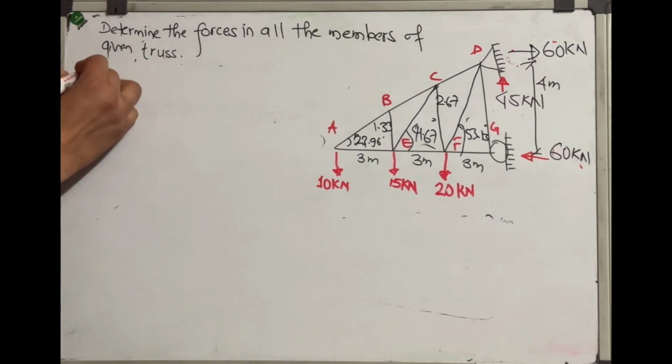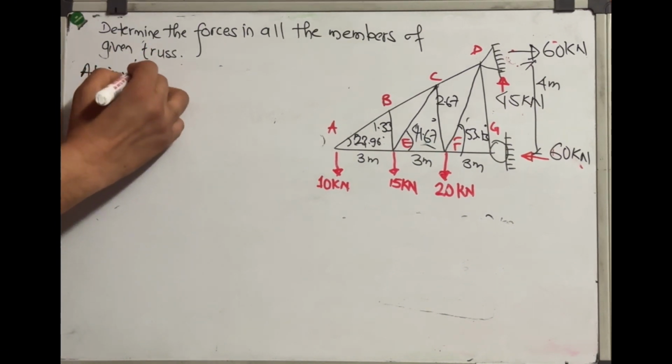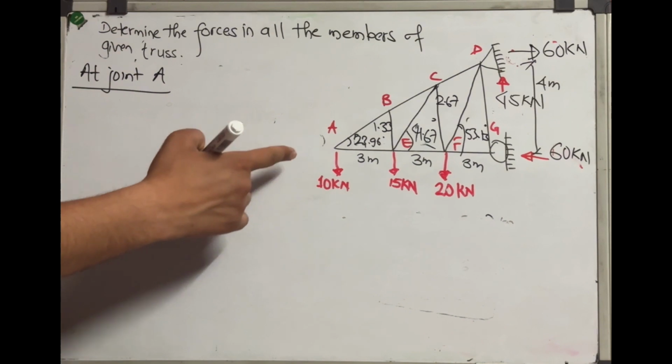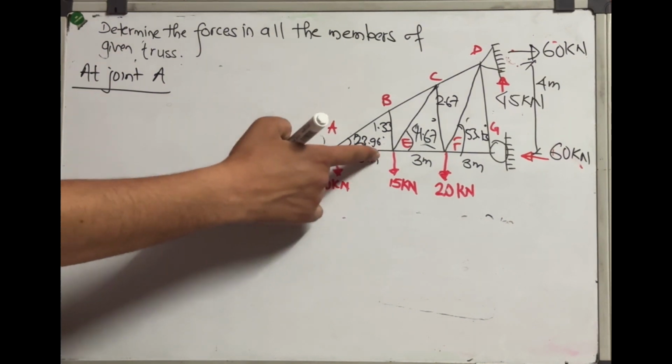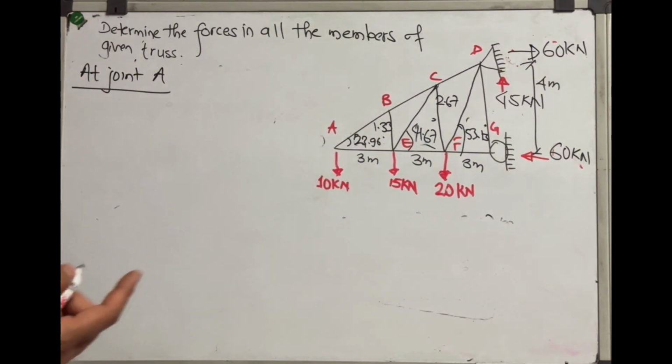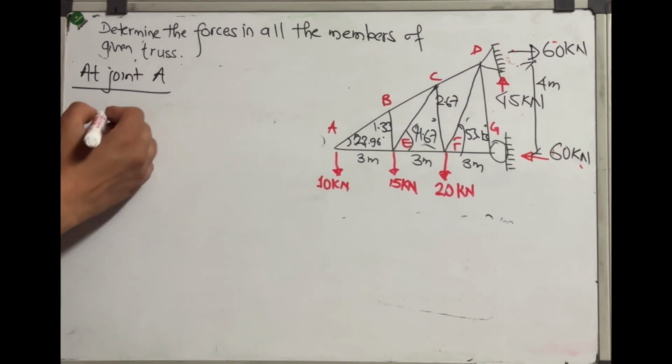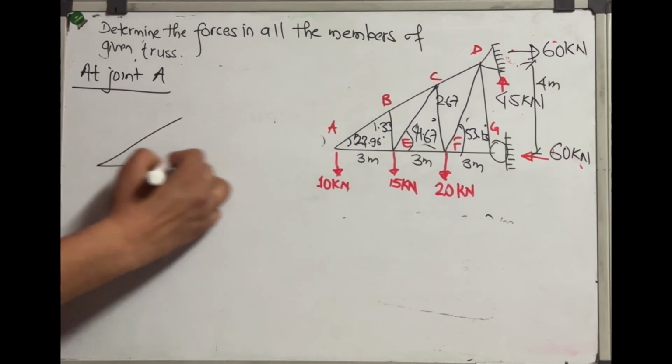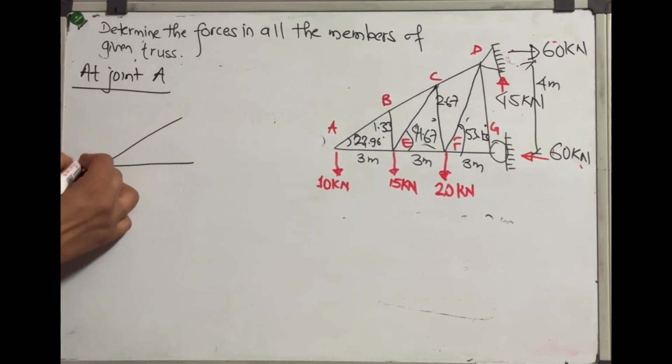Adjoint A. So why are you using adjoint A? Since when you are standing at joint A, there are two unknowns. Two unknowns can be solved with the help of two equations, that is summation of Fy is equal to 0, summation of Fx is equal to 0. So let us try to make the figure. So this is joint A.